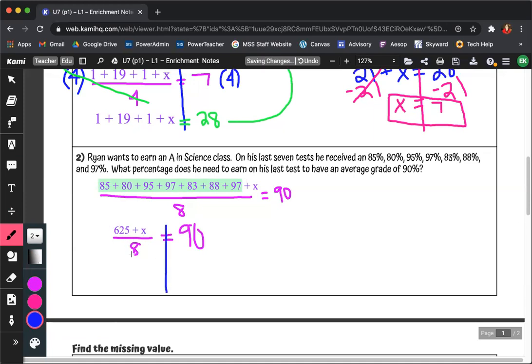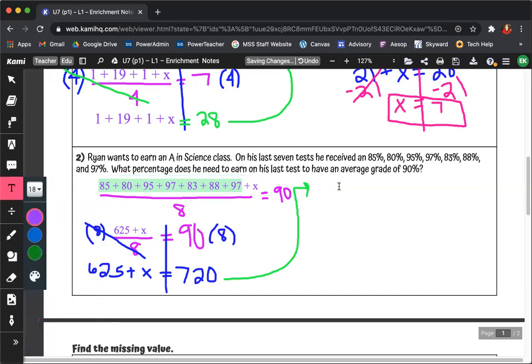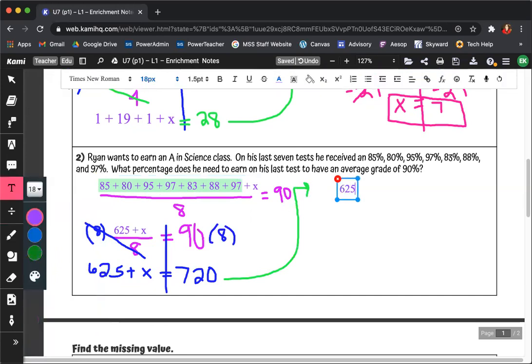On the side with the variable, we're dividing by 8, so the opposite is to multiply by 8 on both sides. On this side, it should cancel out, and we're left with 625 plus x equals 90 times 8, which is 720. I'm going to rewrite this over here because we kind of ran out of room. So I'm rewriting my equation: 625 plus x equals 720.